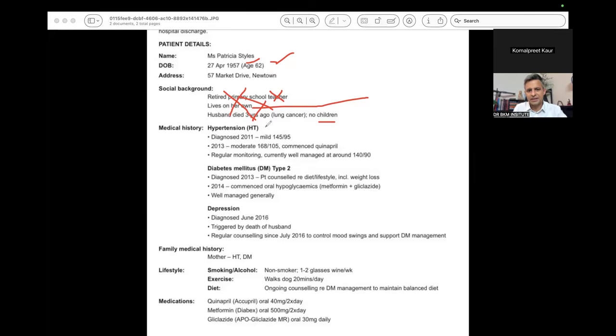Now, hypertension diagnosed in 2011. 2013, moderate hypertension, commenced this drug, quinapril. So you all know it's kind of an ACE inhibitor, but yeah, we don't have to talk about this in OET. Regular monitoring, currently well managed at around 140/90. So normally her BP is manageable, but if you remember the today visit, her BP was down, 125/78.